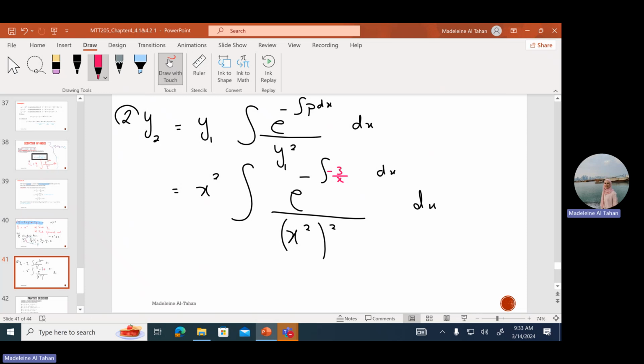Any questions so far? We cannot start integrating before simplifying. Okay, so we will try to simplify as much as possible. What will we get here? X squared squared is x to the 4, and here we will get e to the 3 over x dx. This one is before the integral. This one is inside the integral. We cannot cancel something from inside and something from outside unless it's what is here. Okay, miss?